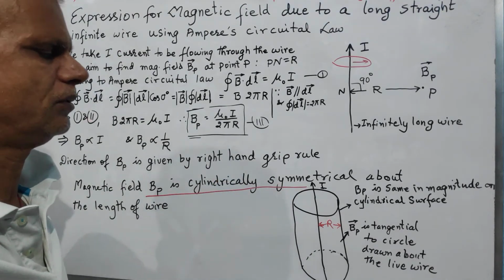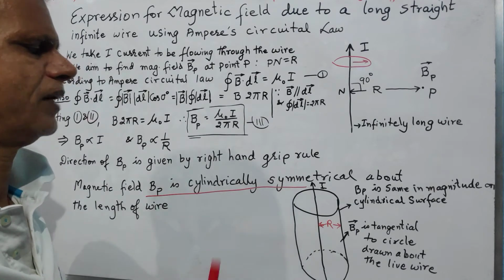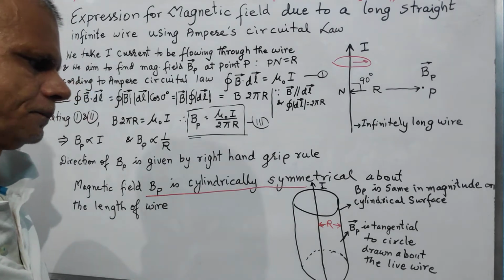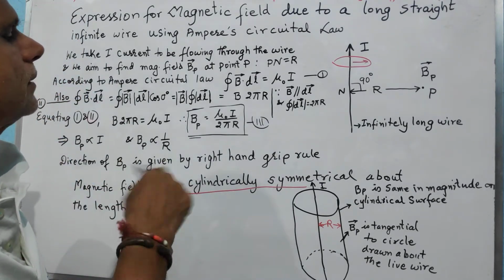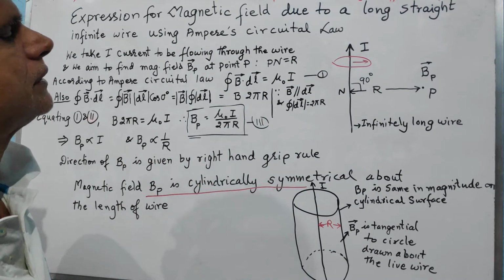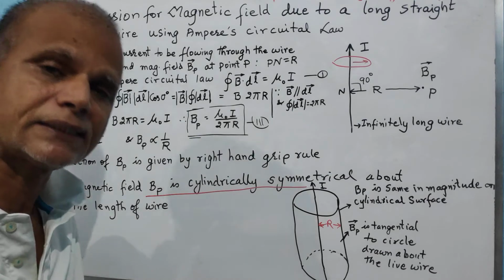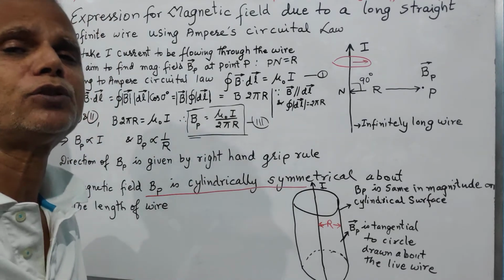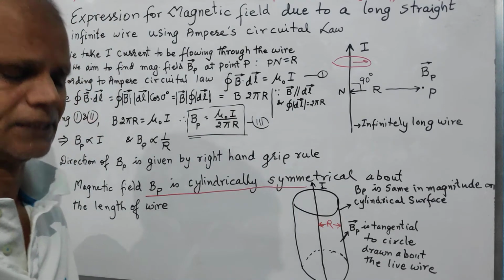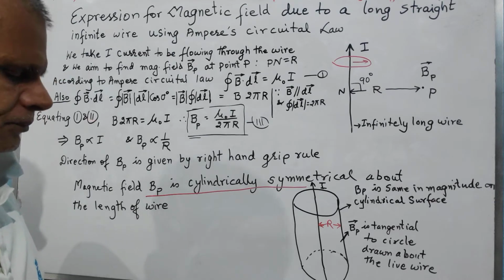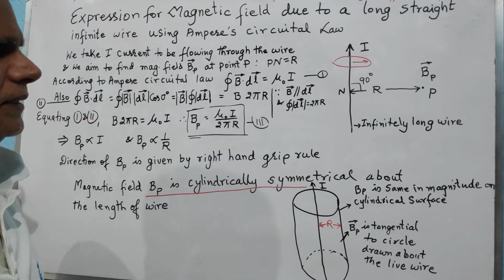You can also apply the Biot-Savart law to find the direction of magnetic field. But now we want to discuss the magnitude of magnetic field. How come we can say that the magnitude of magnetic field is constant at a given point? Let us consider a case.